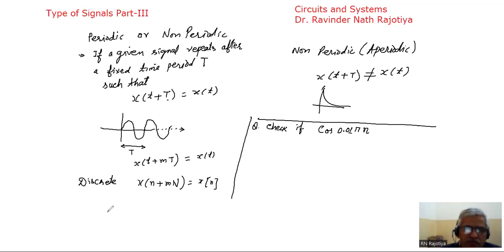That means if you have a sequence, what do you see? That this sequence repeats.